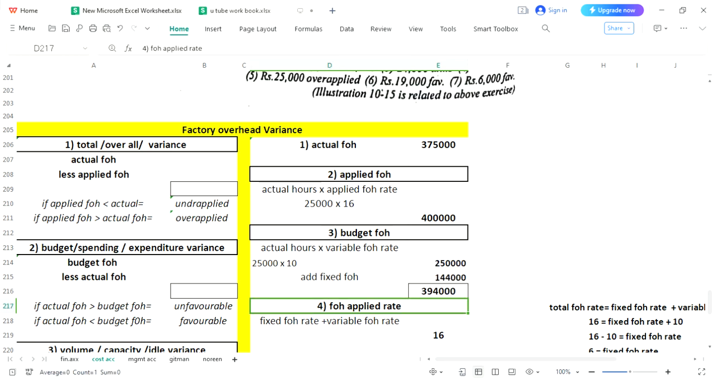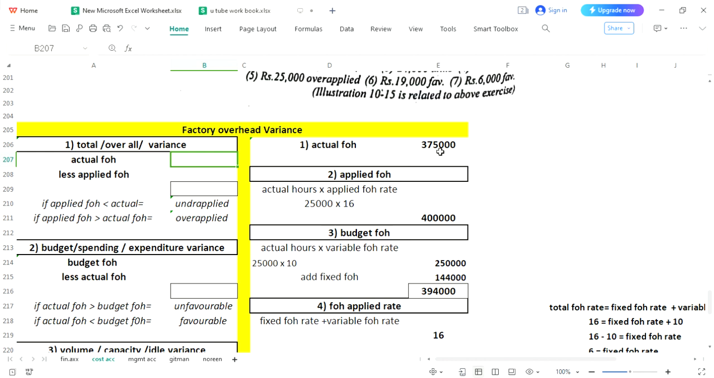So all three requirements have been completed. Actual FH we have got 3,75,000. Budget FH we have got 3,94,000 and applied FH is 4 lakh. So we are now ready to calculate the last part of the question, which is to calculate the variances.